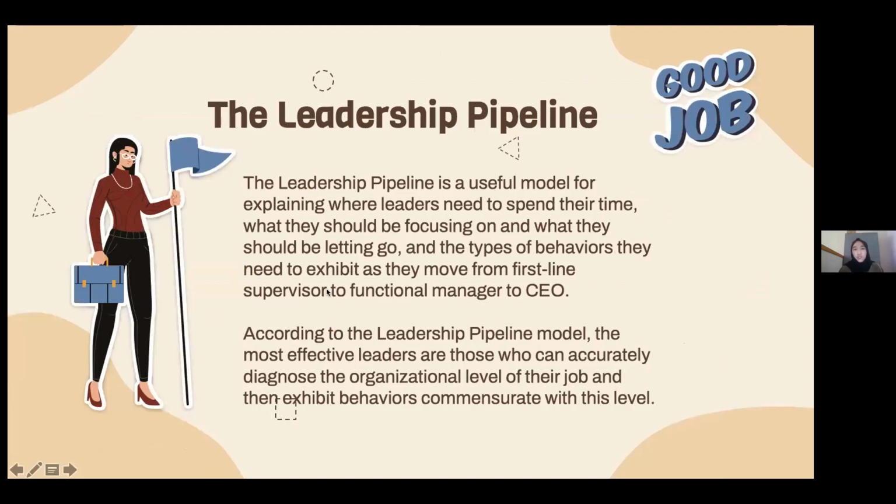And next is about the leadership pipeline. So the leadership pipeline is a useful model for explaining where leaders need to spend their time, what they should be focusing on, and what they should be letting go, and also the types of behavior they need to exhibit as they move from first line supervisor to the functional manager to the CEO. According to the leadership pipeline model, the most effective leaders are those who can accurately diagnose the organizational level of their job and then exhibit behaviors commensurate with this level.